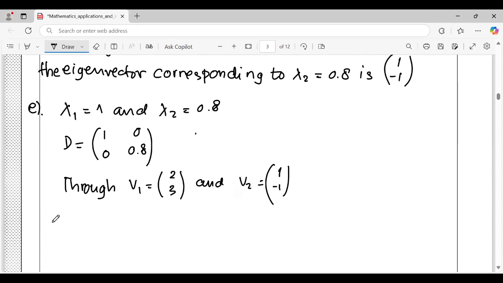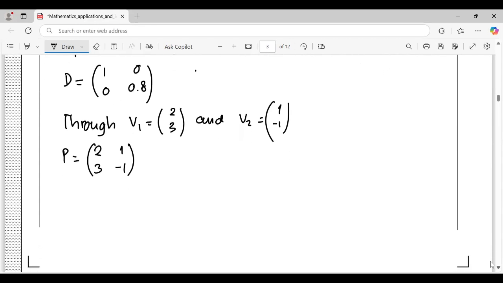We are going to form the matrix P, which becomes like this, with 2, 3, 1, minus 1. Now we're going to find the inverse matrix, P power minus 1. The formula is 1 over the determinant of matrix P, multiplied by D, minus C, minus B, and this is A.